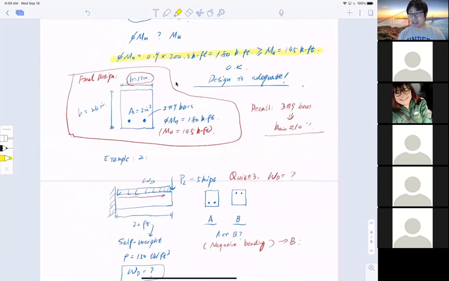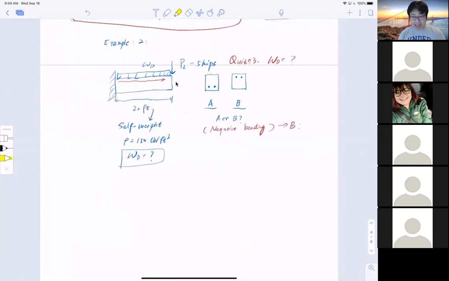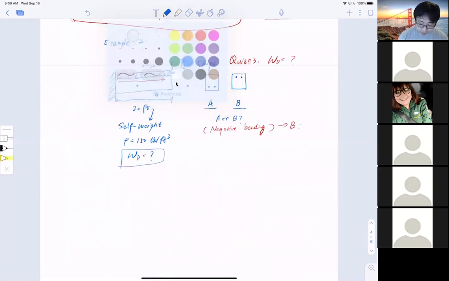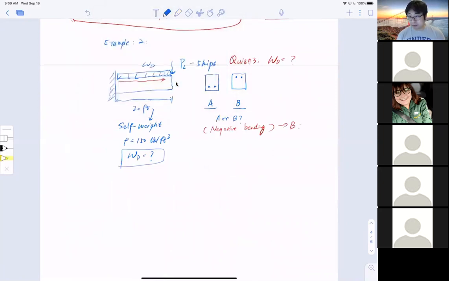So, design a singly reinforced section with known section. Essentially, you're just designing for the reinforcement. Last time we stopped right here. We have a cantilever beam. Since we have a cantilever beam, I have a distributed load, and this is from self-weight. And we also show that it has a concentrated live load of 5 kips at the end of it.